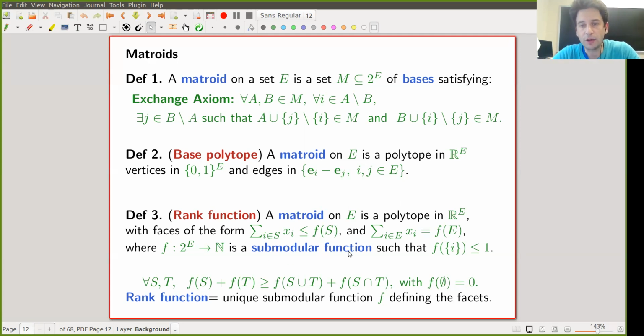If we impose that it's a submodular function, because if you look at these inequalities that define the polytope, maybe some of them are not necessary. You could maybe get away with not defining some of them. But actually, if you want to be submodular, it means that each of these hyperplanes is going to touch your polytope. You have no choice. And that's going to define uniquely your rank function. And that's okay. That's another way of describing matroids.